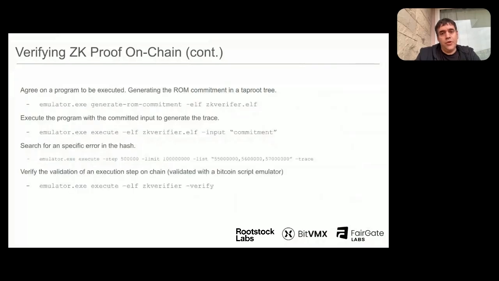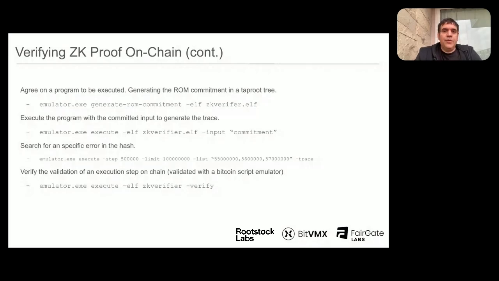To do this, we have a Rust program, an emulator that has several functionalities. One of these is to generate the ROM commitment. So we pass the binary produced, the zero-knowledge verifier, and this will generate the commitment. This means the ROM commitment that both parties agree on for the program itself.